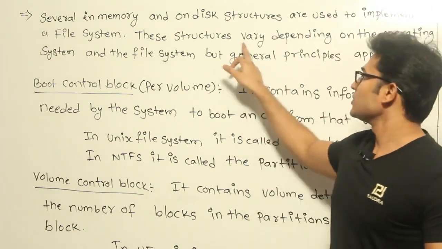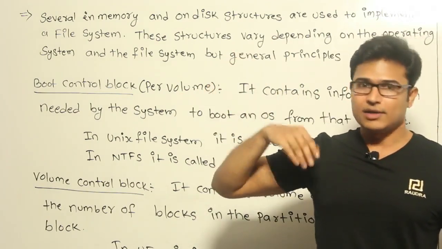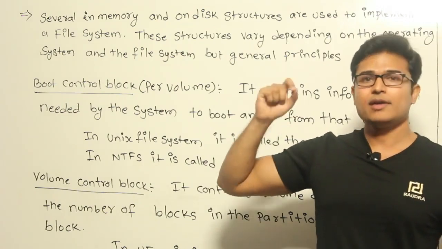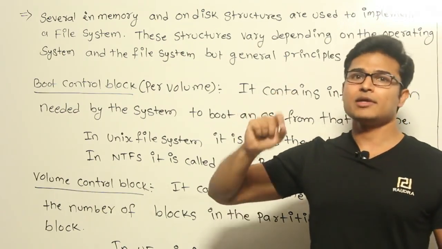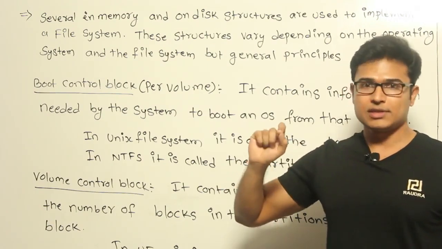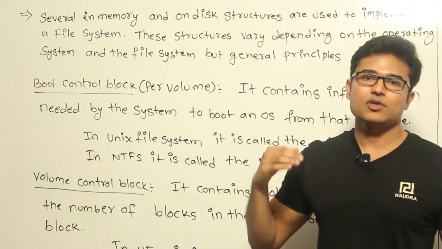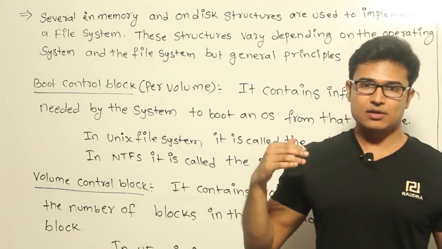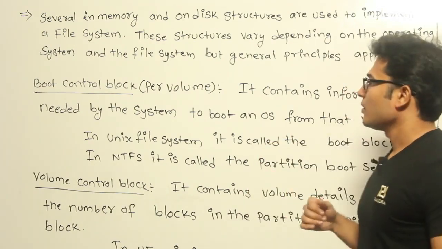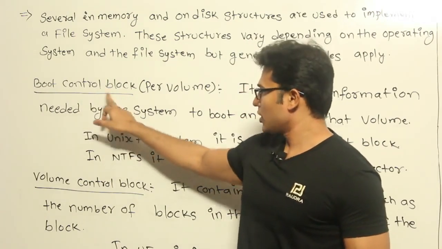So what I mean to say by this is, for example, Windows may use either FAT or NTFS or EXT. Depending on which file system the operating system is implementing, these structures are also going to change. But we are not exactly talking about a particular operating system, so we talk only about general concepts here. Okay, now the first one is the boot control block.